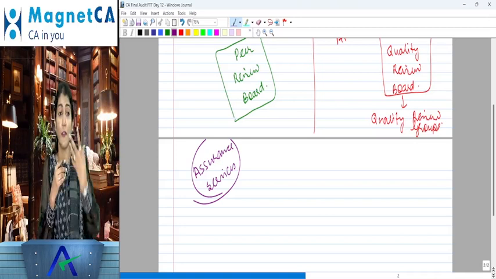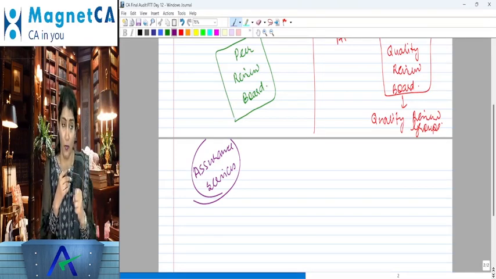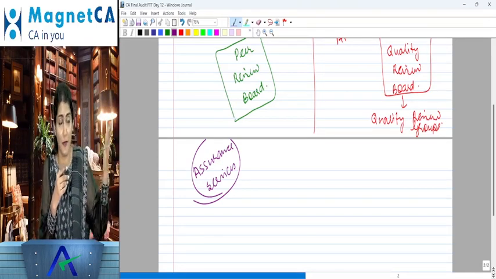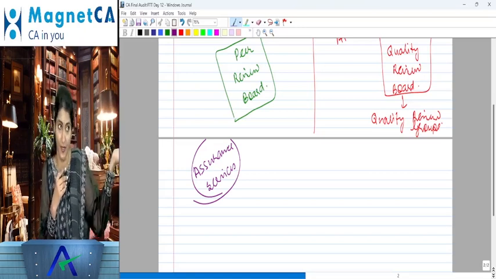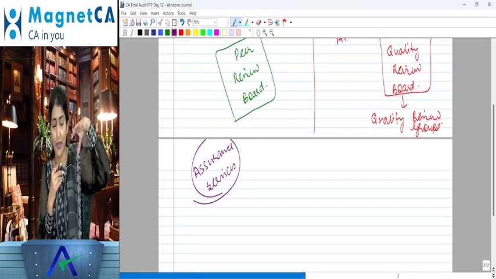Obviously, who decides the fee of the peer review? The peer review board. Who has to bear the fee? The fee has to be borne by the practice unit. Right? It has to be borne by the practice unit. Yes, everybody, do you get an idea?